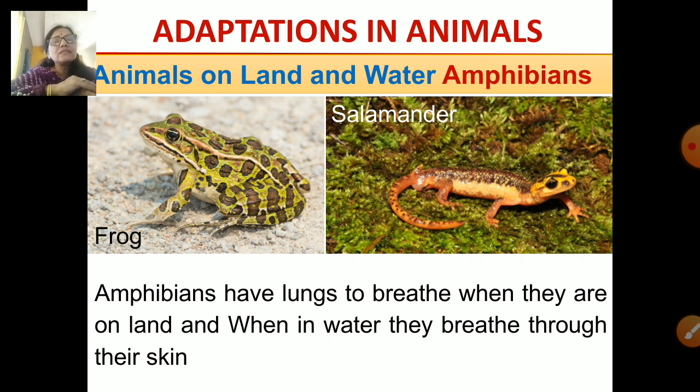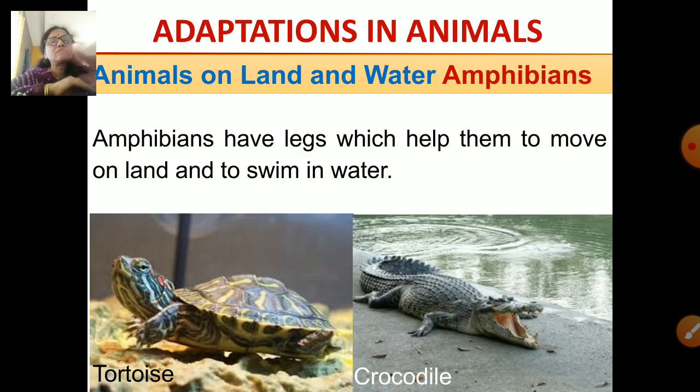Another animal which is an amphibian, and the picture is shown, is the salamander. This is one kind of lizard. It can also live in water and on the land. See, other common amphibian animals are the crocodile and tortoise. You can find crocodile on the land and also in the water.